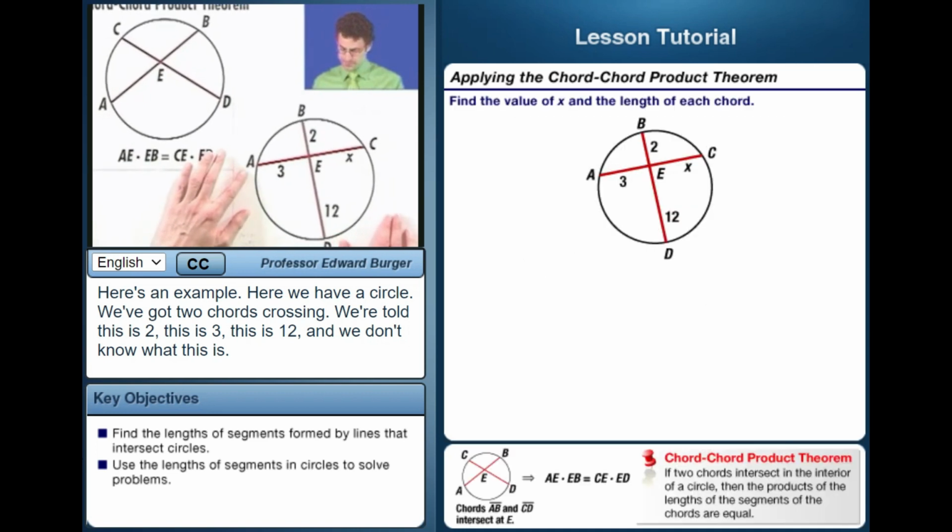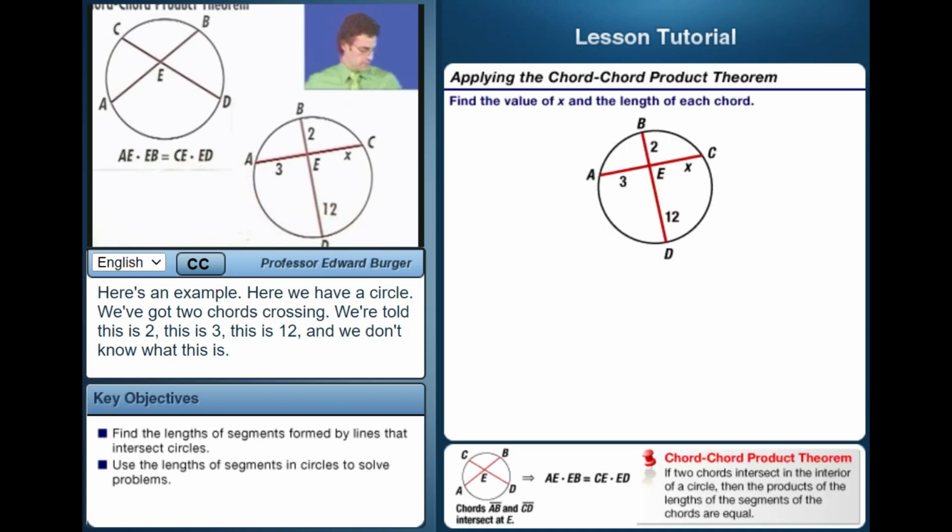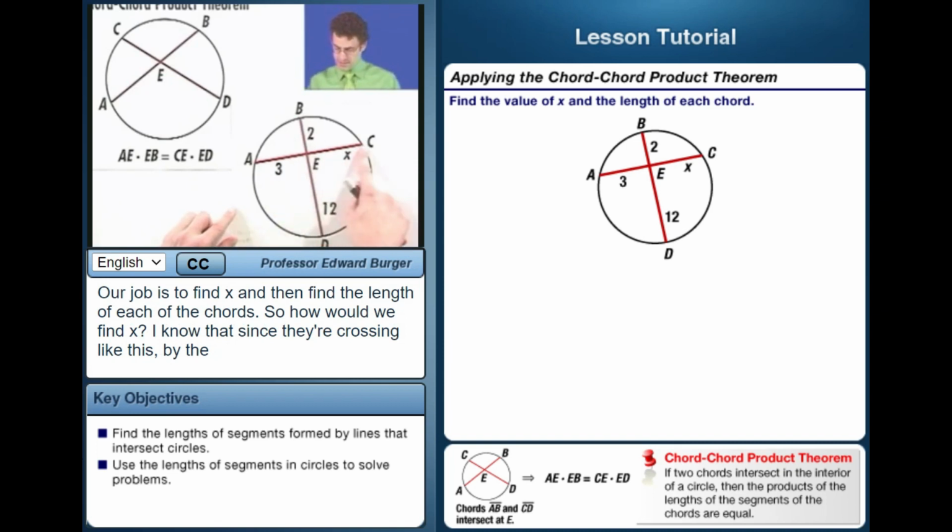So here's an example. Here we have a circle. We've got two chords crossing. We're told this is 2, this is 3, this is 12, and we don't know what this is. Our job is to find x, and then find the length of each of the chords. So how would we find x?